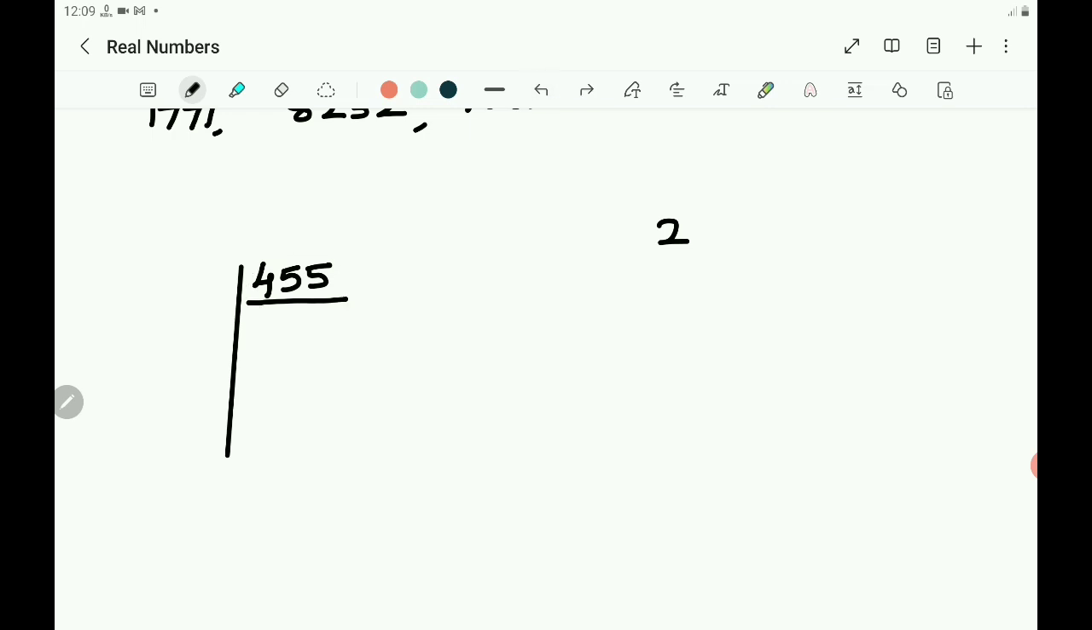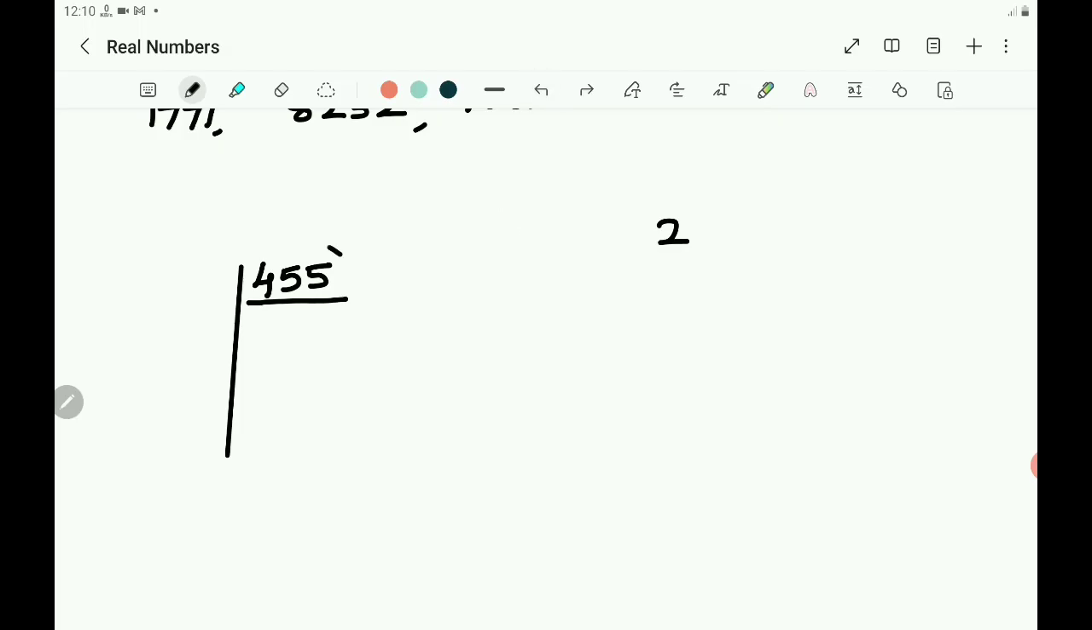You know that all even numbers are divisible by 2. Now you check whether it is an even number or an odd number. You know that in the unit place there is 5. If the unit place is odd, then the whole number is odd. If the unit digit is even, then the whole number is even. To become an even number, the unit digit must be 0 or 2 or 4 or 6 or 8.